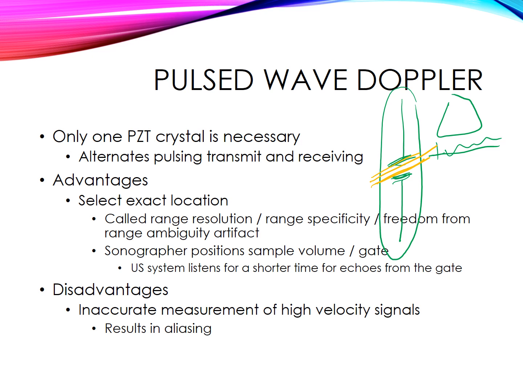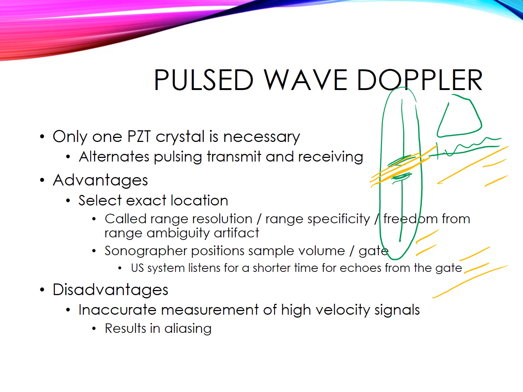It's also advantageous because we, as sonographers, can position that sample volume or gate anywhere we want. So if I've got a huge blood vessel and I want to sample down here, or up here, or over here, I get to choose, because that is the benefit of using pulse wave Doppler.